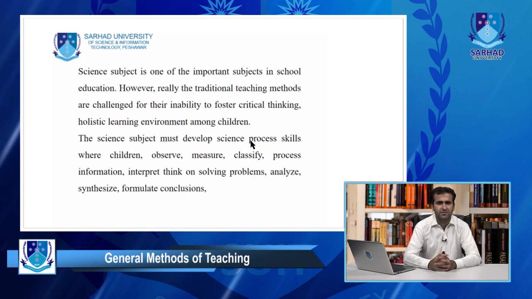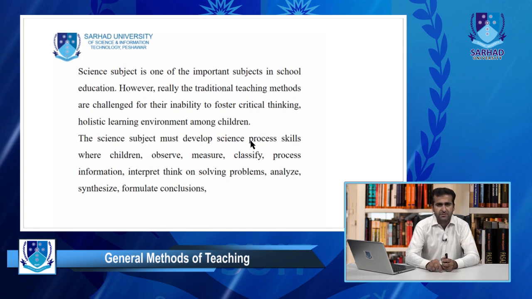If we ignore all those traditional methods and follow the latest technology or equipment through which we deliver knowledge to the students, then it is possible for us to promote the learning abilities of the students, and we can foster their critical thinking. The science subject must develop science process skills where children observe, measure, classify, process information, interpret, think on solving problems, analyze, synthesize and formulate conclusions.